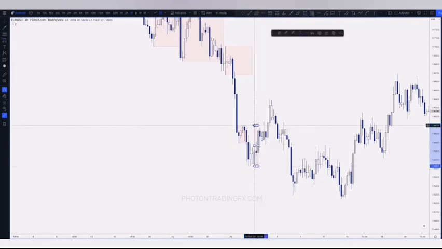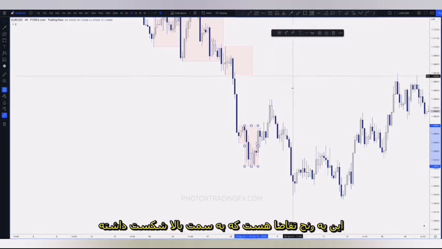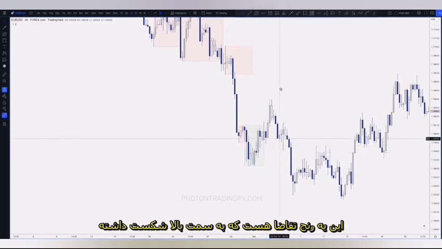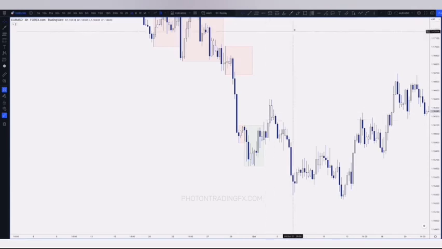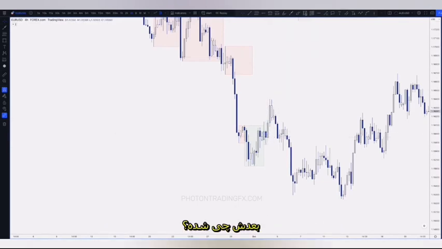String this across, keep it nice and perfect for my chart OCD, so high time frame demand range, right? So then we break out to the upside, okay? And then from this high to this low, right? And then we break out. And then what happens? Then we break that range to the downside.